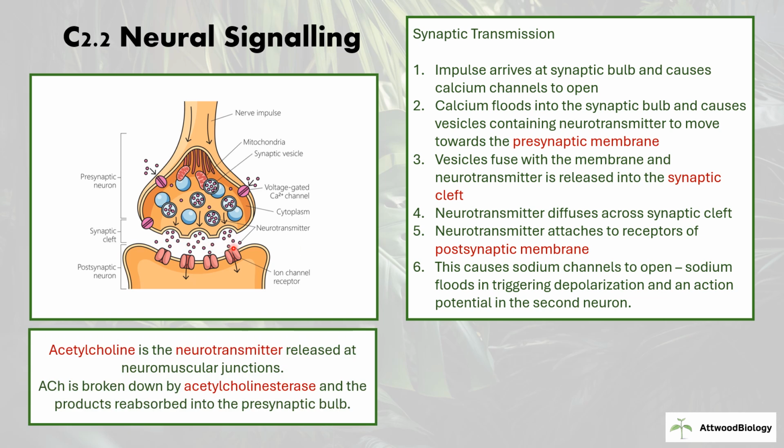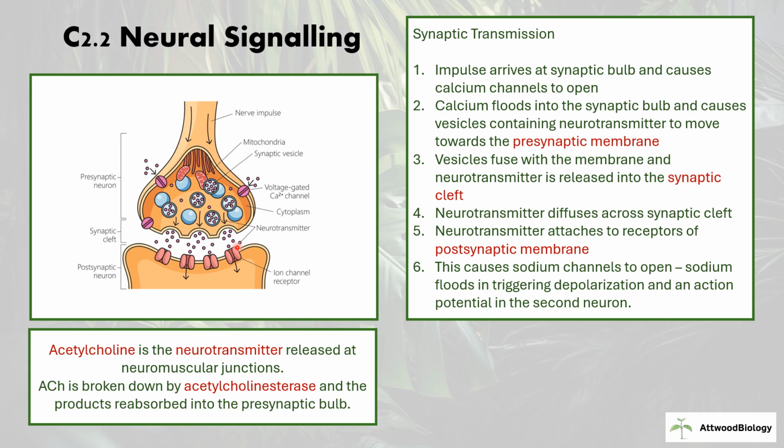Now, a really common neurotransmitter that we need to know about is one called acetylcholine, and it's the neurotransmitter that we find at neuromuscular junctions. So it's released from neurons that synapse with a muscle and then cause that muscle to contract. So the acetylcholine is within this synaptic cleft and it binds to its receptors.